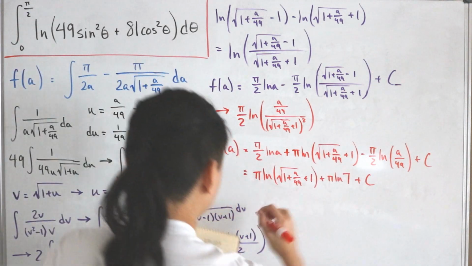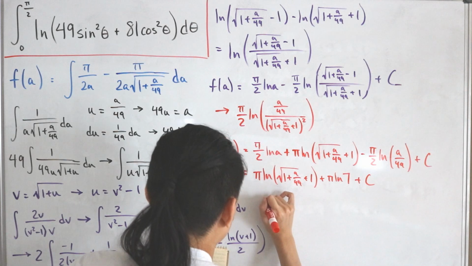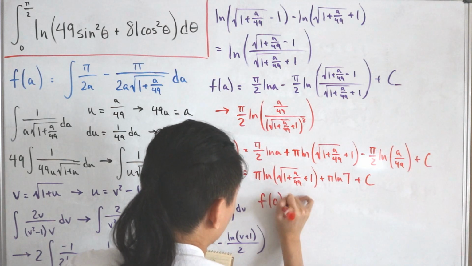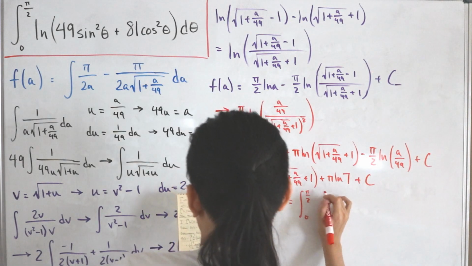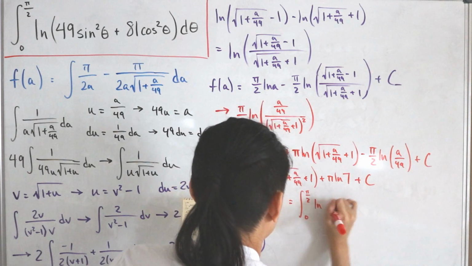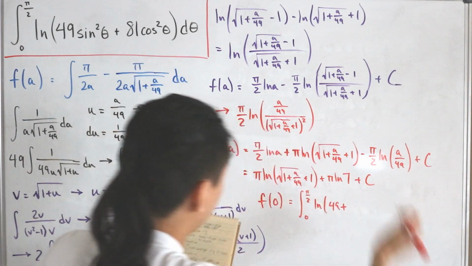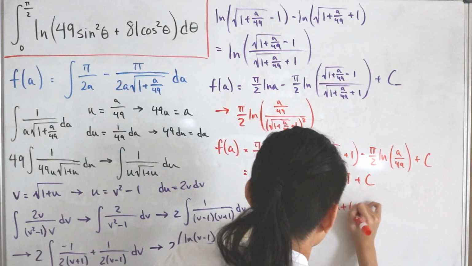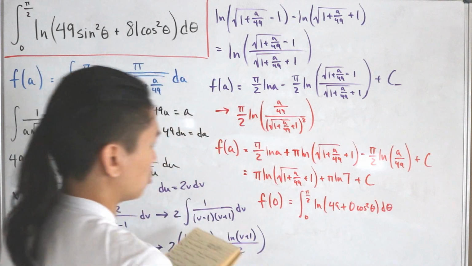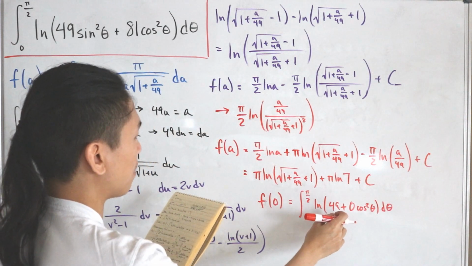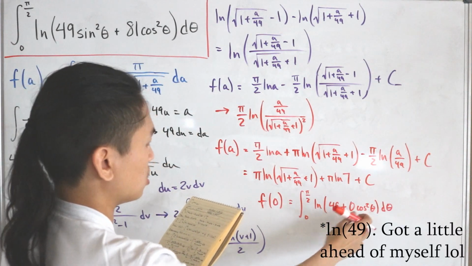We can choose, for example, 0. So I have that f of 0 is going to be the integral from 0 to pi divided by 2. We said that this is the natural log of 49 plus a. Now substitute that in for 0, then cosine squared theta d theta. So that means I have ln of 7 basically because this is 0.